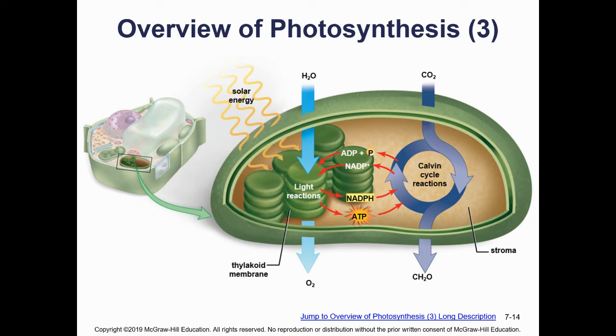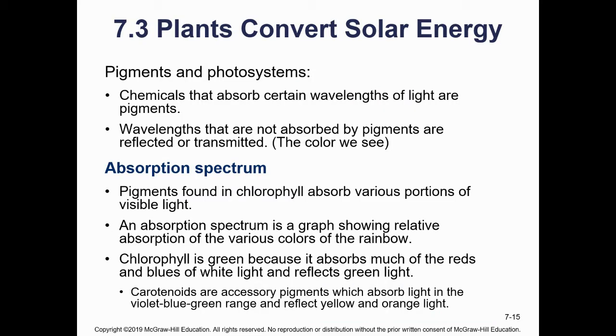All right, we're going to zoom in even further. So that's kind of my big overview. First we need to look at how we're going to capture energy. We're going to use chlorophyll, pigments, and something called photosystems. A photosystem is a whole combination of molecules that are used to capture and convert solar energy. Pigments and photosystems are chemicals that absorb certain wavelengths of light. And those wavelengths that are not absorbed are reflected or transmitted. That's the color we see.